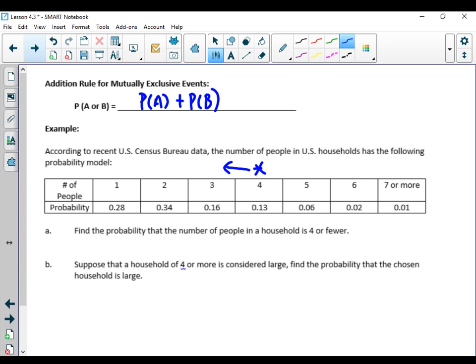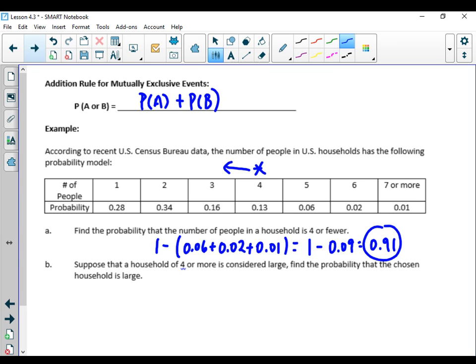So if I look at the ones that were more than 4, we had 0.06, we had 0.02, and we had 0.01. I'm going to take that total away from 1. Or in other words, I'm looking at the complement here. So if I add all those together, I get 0.09. So the probability that I would look at a household that has 4 or fewer would be 0.91.